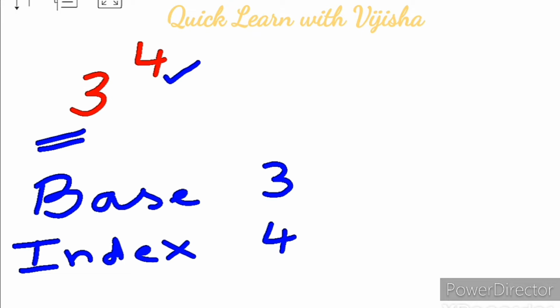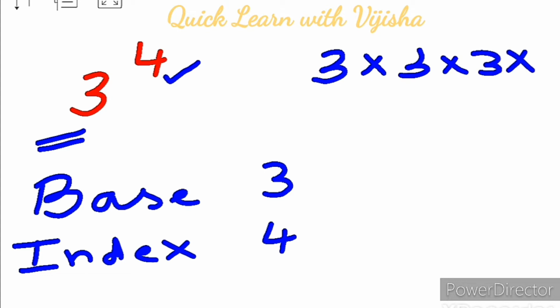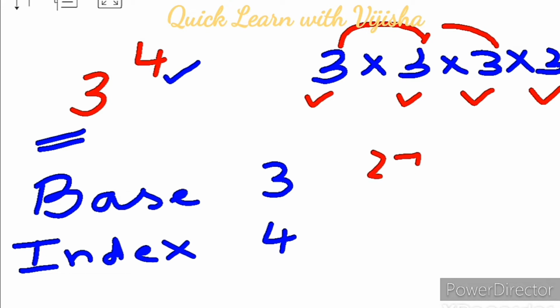Now next it is written as multiplication form. How will you write in multiplication form? 3 has to be written 4 times. That means this 3 we have written 4 times: 1, 2, 3, 4. So it has become 3 raised to 4. Understanding? And the value means you have to multiply all these numbers. That means 3 3s are 9, 9 3s are 27, 27 into 3 will give you the answer as 81. Understanding first question?